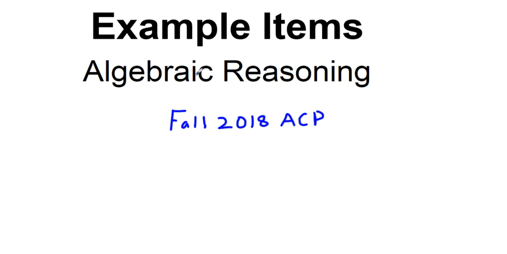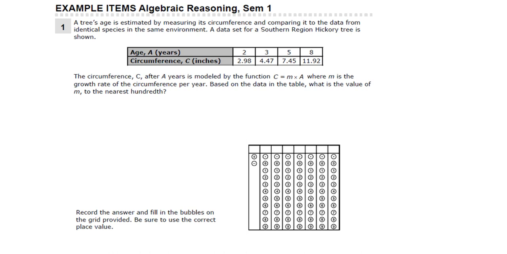These are the example items from our Algebraic Reasoning Fall 2018 ACP. This is the first ACP ever in our district for this subject, and these are the only sample problems we have, which are 15 of them. By these 15 items, we're supposed to get an idea of the rigor and the scope of what's going to be on that test in a few weeks.